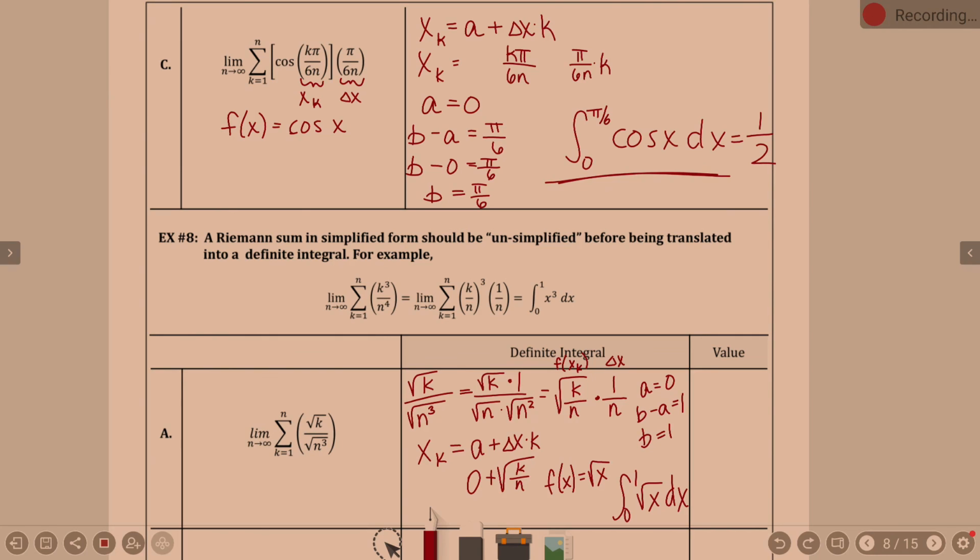What is the value for that one? 2/3. Your calculator is going to tell you 0.6 repeating if you don't go to fraction mode.